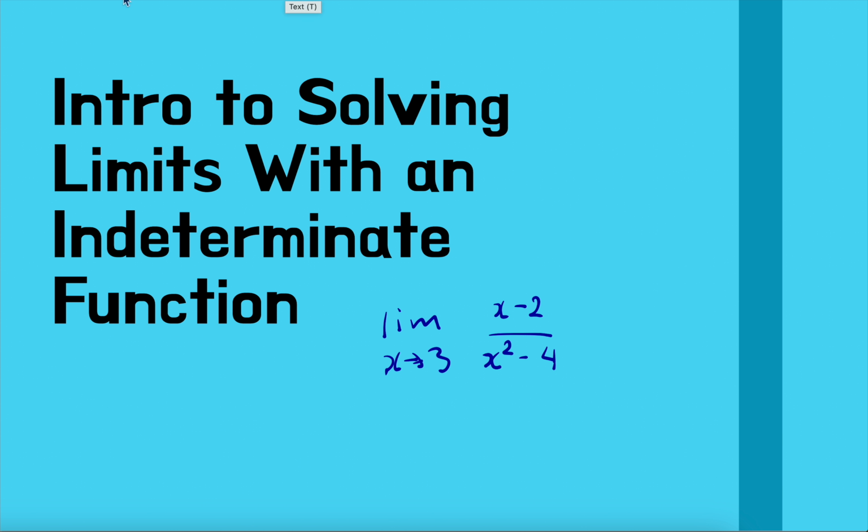Now, say you plug in a value, and you get something else. For example, in this case, when you plug in 2 into the same function, you get 2 minus 2, which is 0, over 2 squared minus 4, which is 4 minus 4, which is 0. And so in this case, you get 0 over 0. And we know that dividing by 0 is not possible. But the answer to this is not undefined.